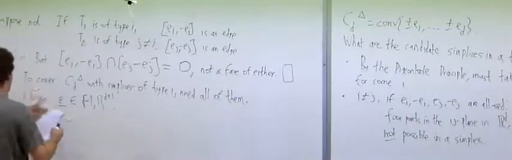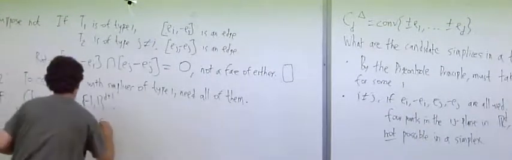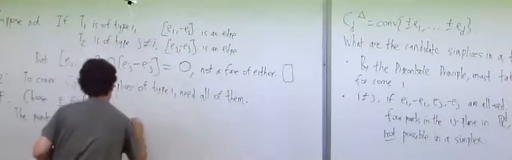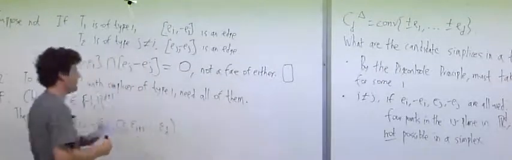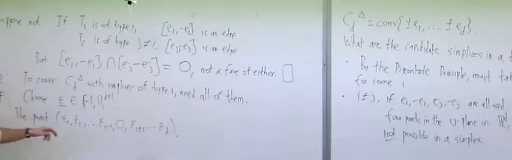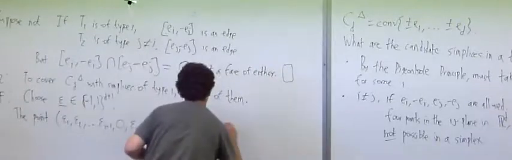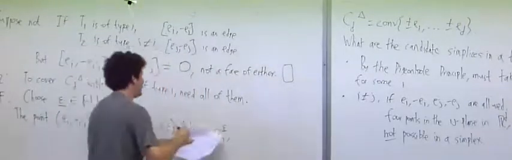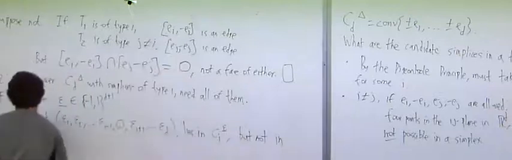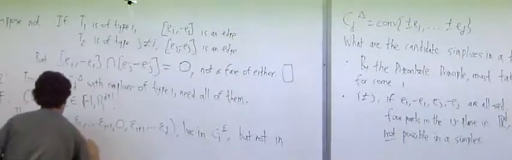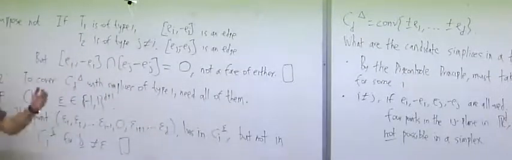Let's just take epsilon 1, epsilon 2, ..., epsilon i minus 1, 0, zero in the ith place. If you think about which of these simplices it's in, this is going to lie in Ci epsilon, but not in Ci delta for any other delta. I guess there's something to check, but I'm not going to write that out.